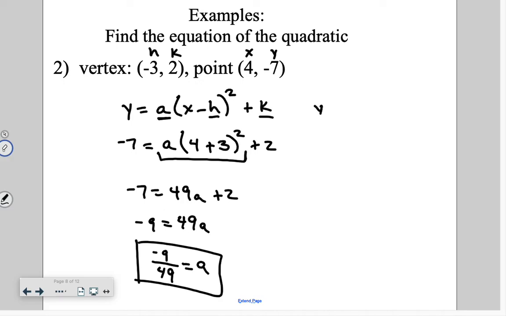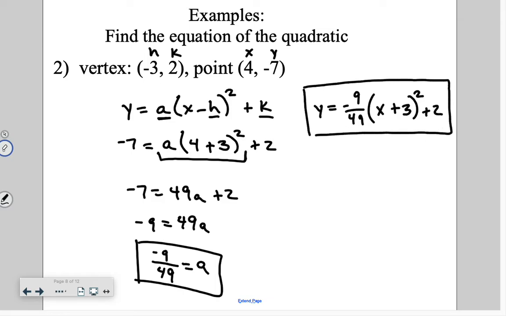So we end up with y equals negative 9/49 times x, in this case again, plus 3, squared, and then we have the plus 2 at the end. Here is the actual equation in vertex form that has that as a vertex and goes through that point. Like I said, the whole reason for the point is to find the a value that fits.